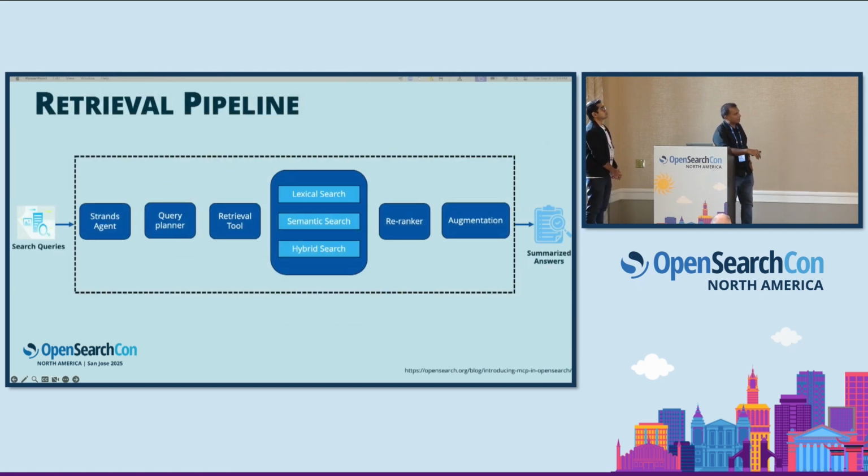And then this is how the retrieval pipeline looks. We built a retrieval tool where the Strands orchestrator will talk to that and make a decision based on the query. It runs a different kind of search technique, lexical, semantic, or hybrid search, that comes with the OpenSearch vector database. Based on the accuracy and the query type, it will pick the right one for the particular query. Then it goes through a re-ranker to reorder the results, and you have a summarized answer from that, okay?